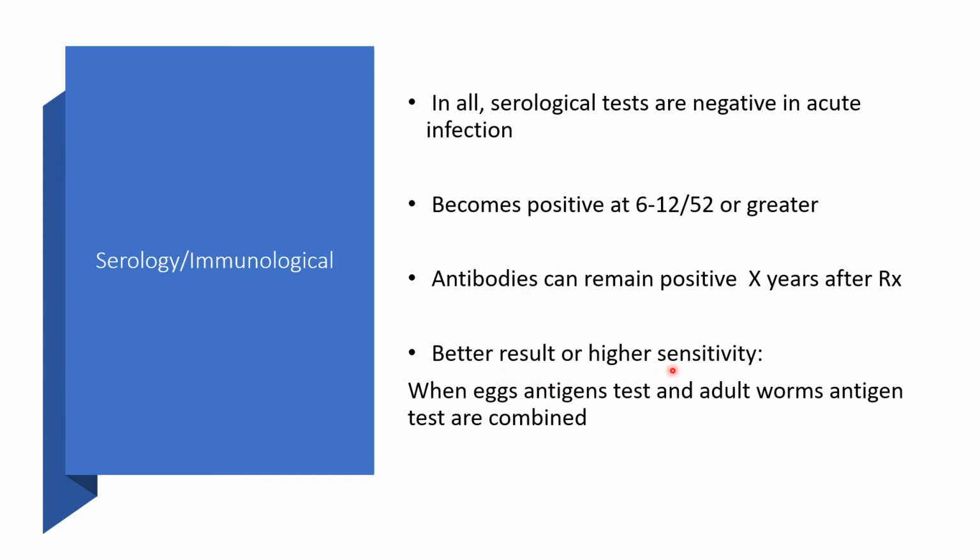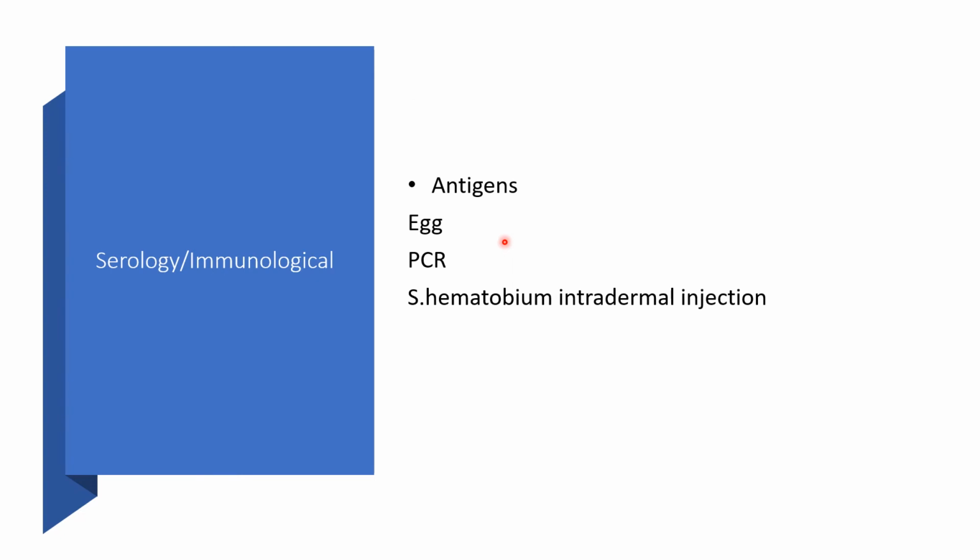Better results or higher sensitivity will be the case when we combine the egg antigen test with the adult worm antigen test. We'll get a better outcome when we do that. Let's be cautious when we are dealing with serological investigations in schistosomiasis and we're trying to interpret the results. Egg detection by using antigen is not so sensitive.